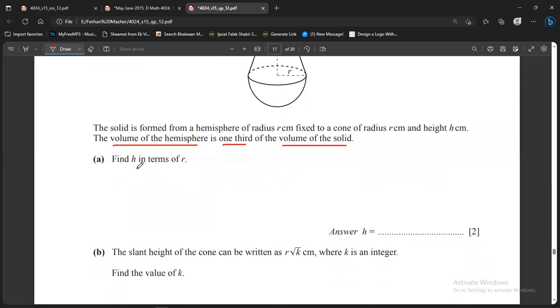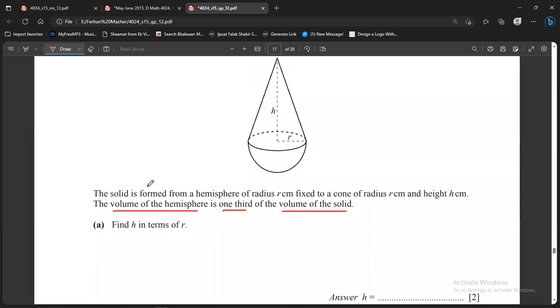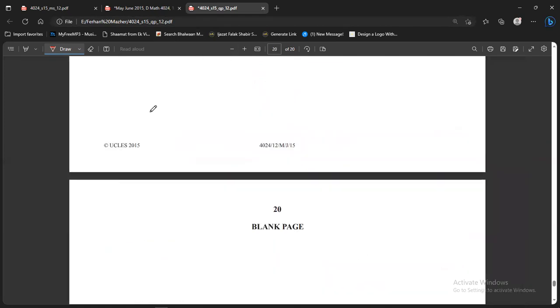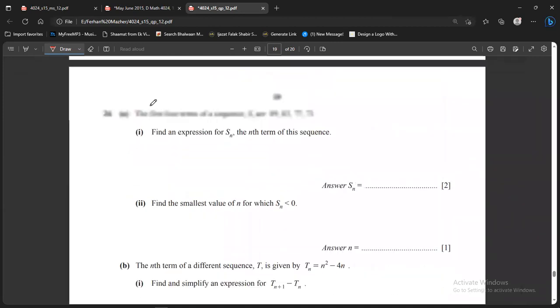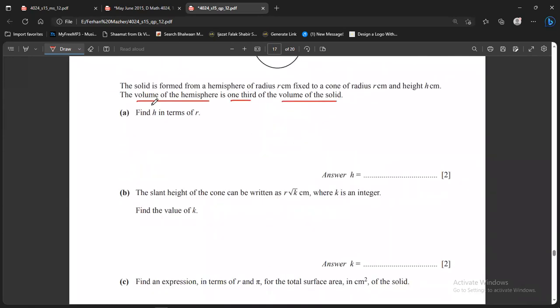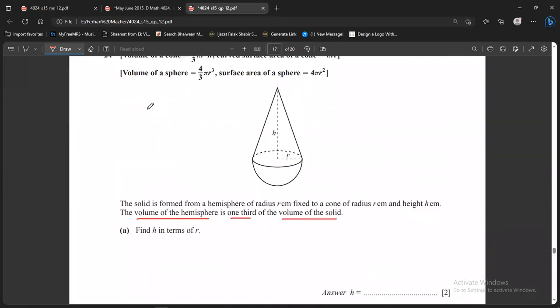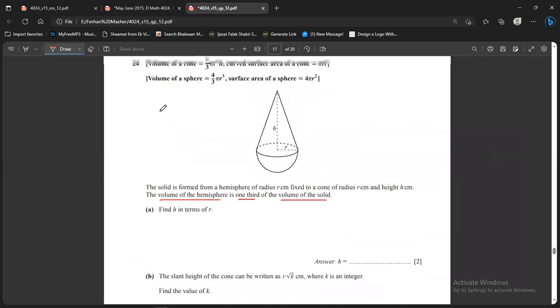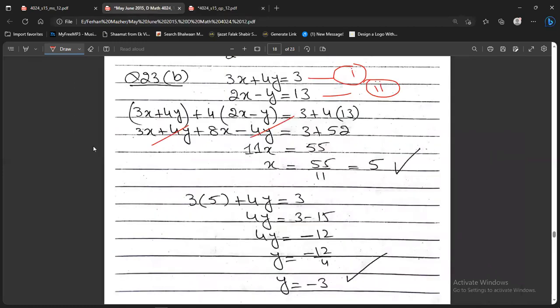Find h in terms of r. Okay, so find h in terms of r. Okay, so we can do that.